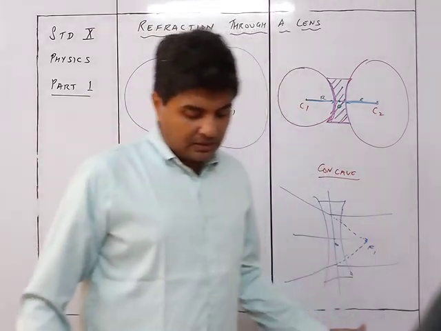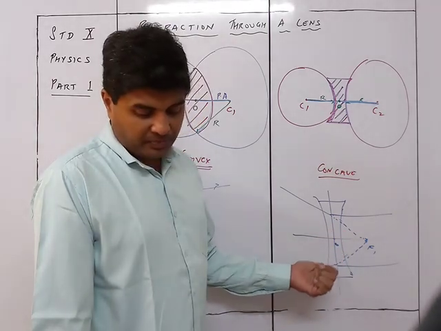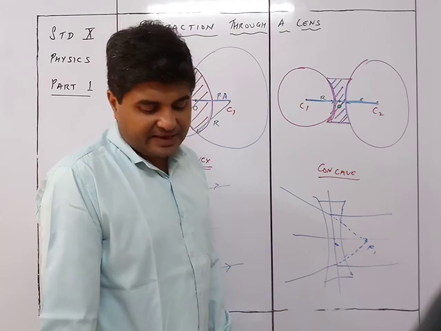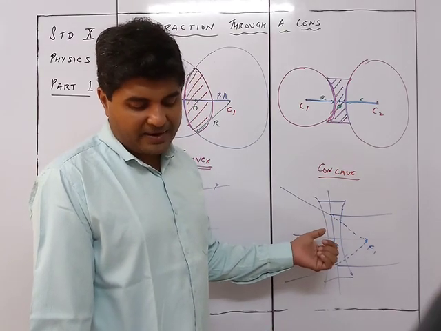For a concave lens, the first focus F1 is the point on the principal axis of the lens such that incident rays of light appearing to meet at this point, after refraction from the lens, become parallel to the principal axis.